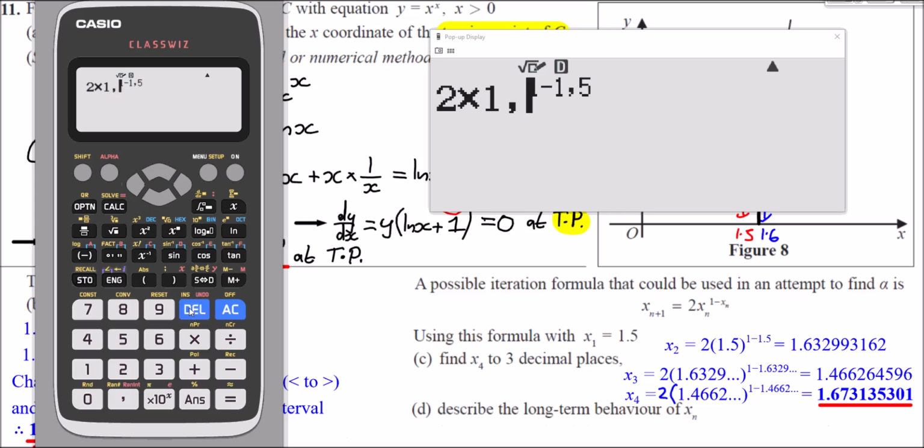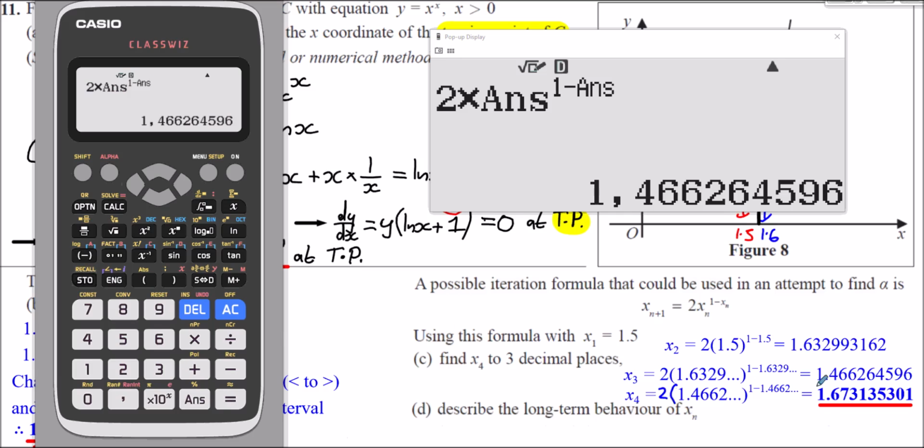So if I were to type in here just simply ans, and that being ans as well, then the next one on my calculator display just had x subscript 2, the next one will be x subscript 3, which is indeed 1.466. Press again for x subscript 4, and that's how we get the 1.673135301, much quicker and much more efficiently.